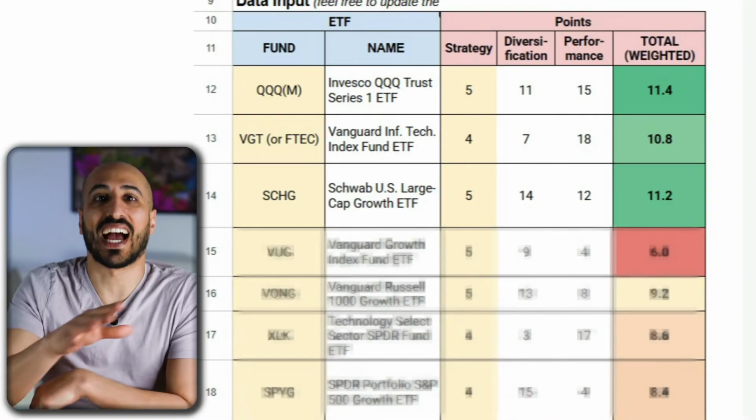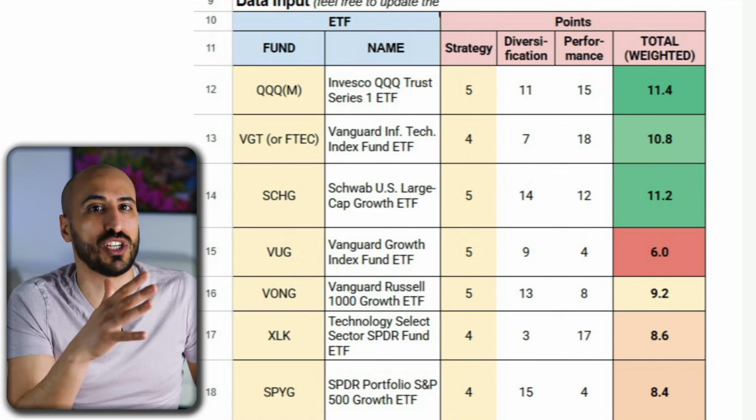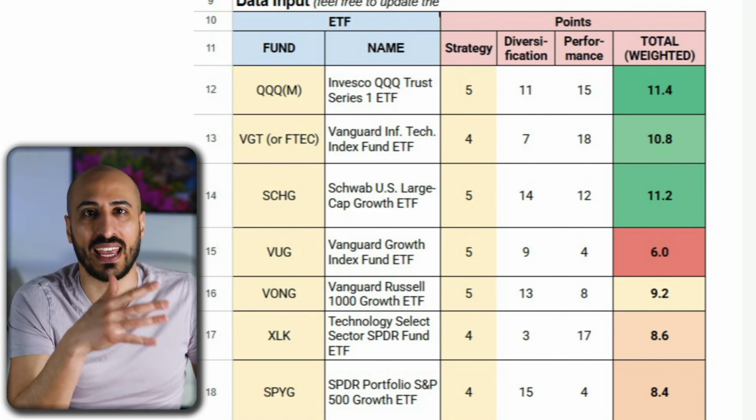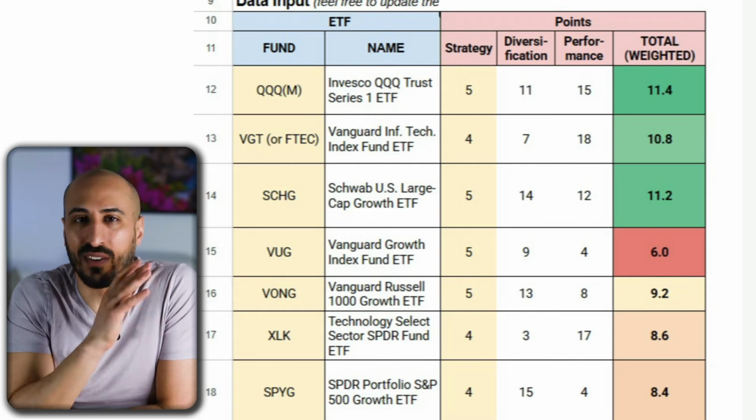But I want to show you something, because I know that some of you have QQQ, some VGT, and some SCHG. So I want to reassure you that whatever ETF you have among them, you made a good choice. In fact, I included in the comparison also other important growth ETFs, namely VUG, VONG, XLK, and SPYG. And as you can see, the first 3 ETFs are much better than all the others.